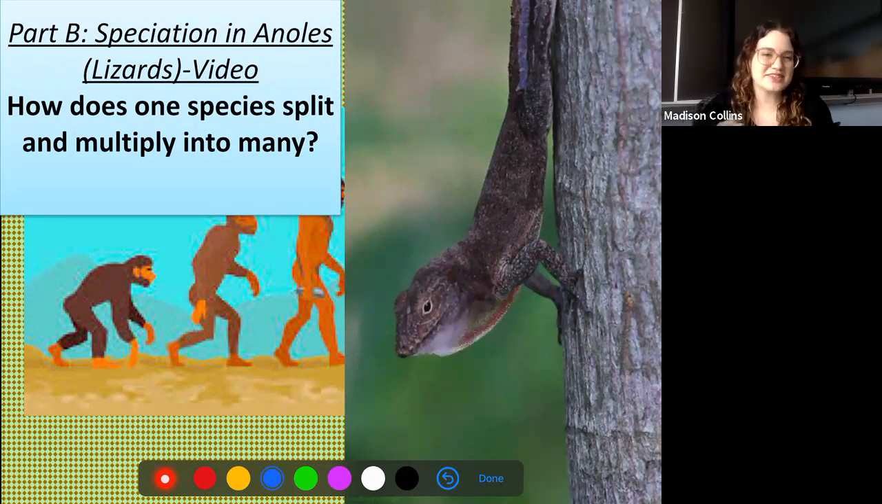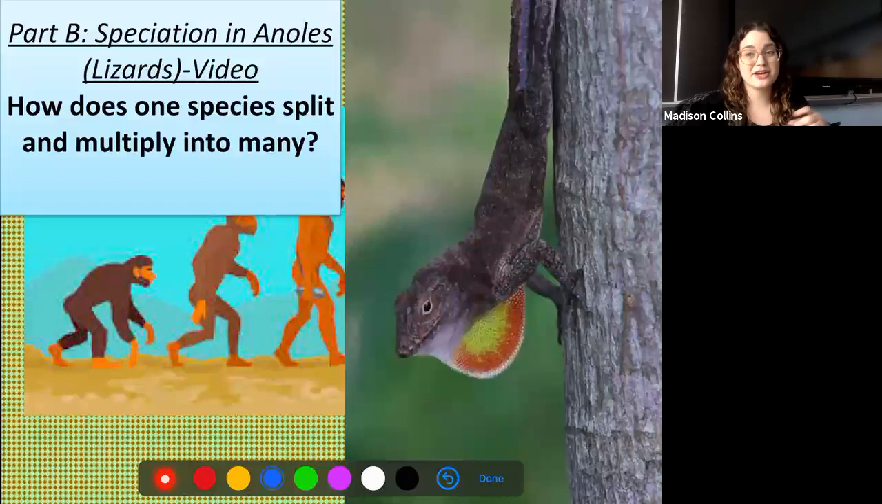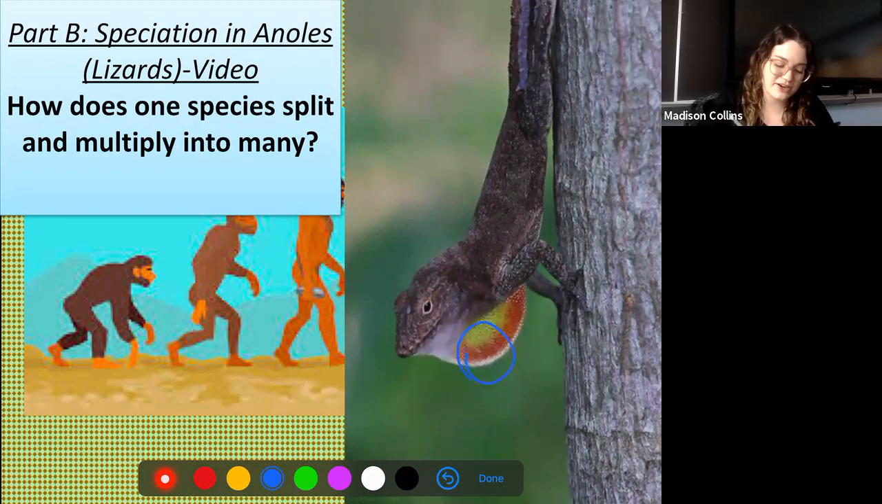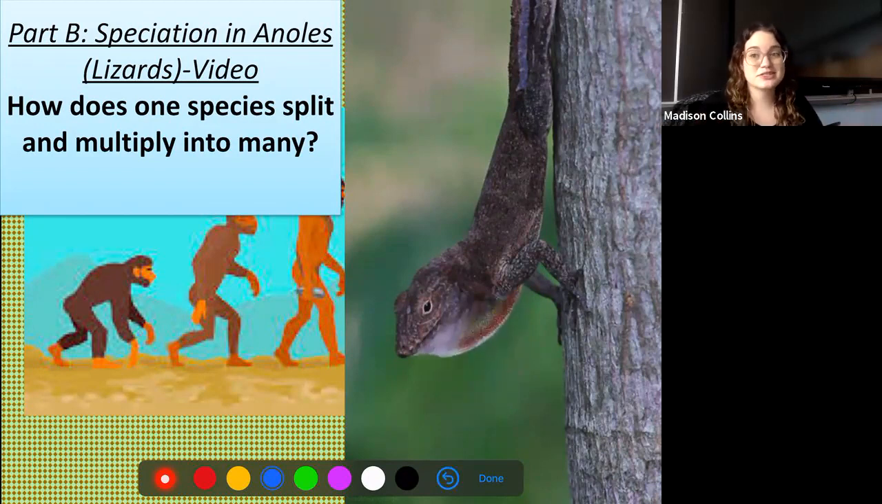So how does one species split and multiply into many? Well, we saw that with these lizards, they were geographically separated, right? They maybe migrated into different areas and went into different environments. And over time, those populations evolved separately as they adapted to their individual environments. And we saw that those dew flaps, these little things right here, actually became different amongst those populations. So when those populations came back together, they didn't even recognize each other.